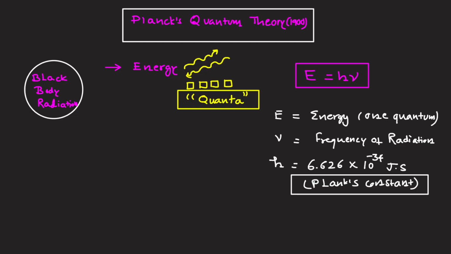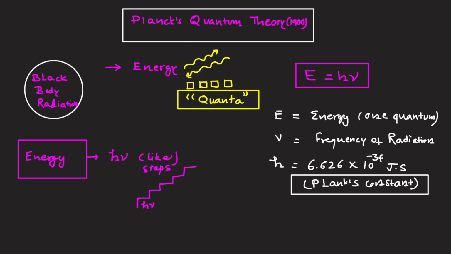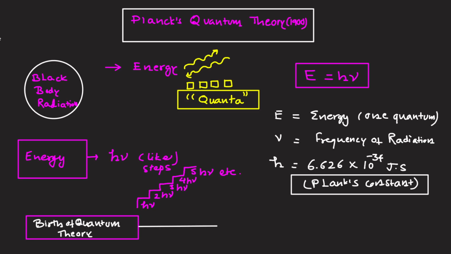The key idea was energy can only change in multiples of h nu, like steps in a staircase, where it can start from 0 to h nu, 2h nu, 3h nu, 4h nu, 5h nu, and so on. Planck's theory successfully explained this pattern, marking the birth of quantum theory and revealing the particle nature of light in specific phenomena.